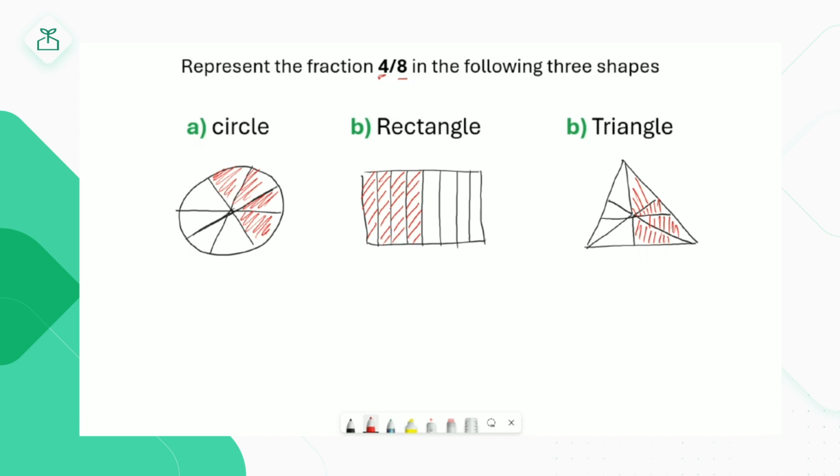It's a pretty basic type of question, and usually they'll only ask you to do it with a circle or a rectangle or a square.